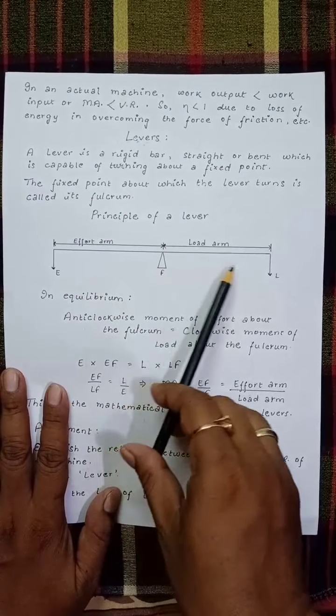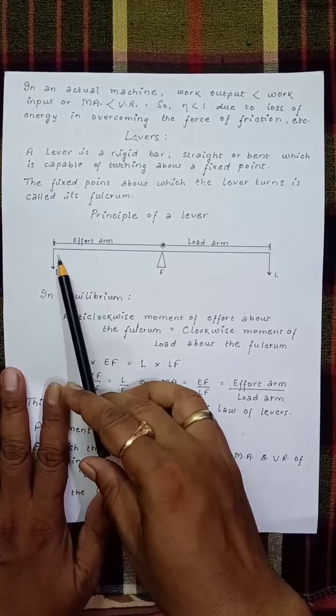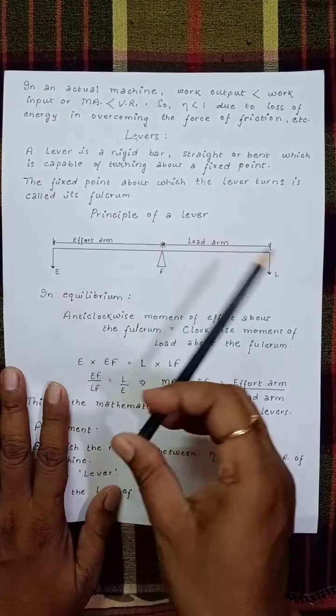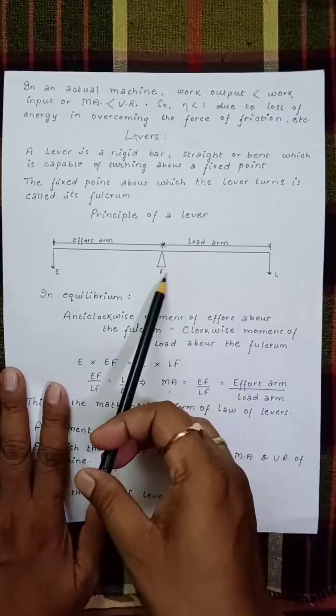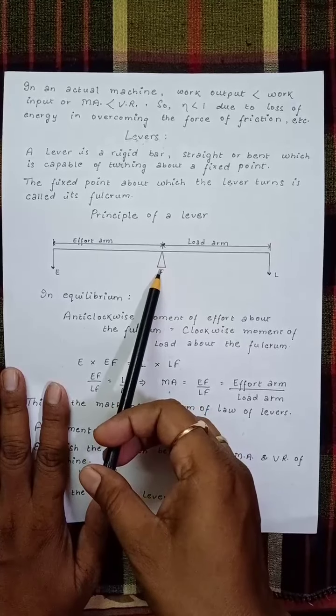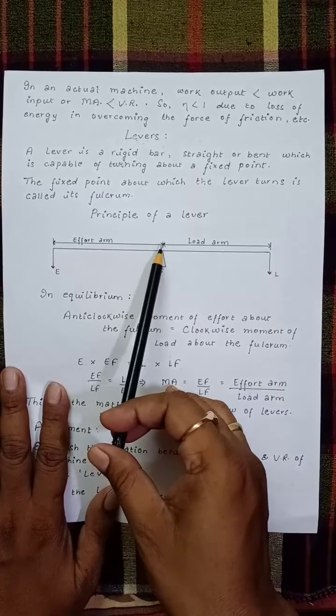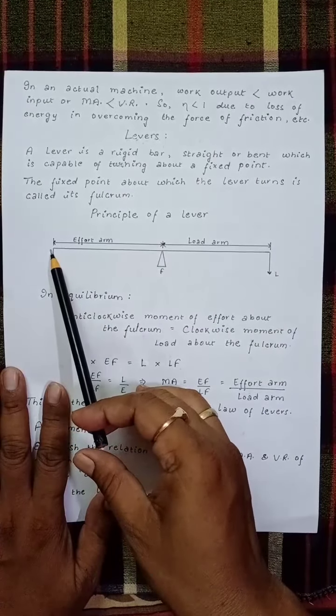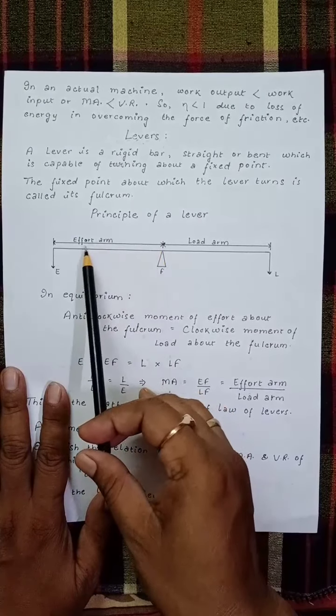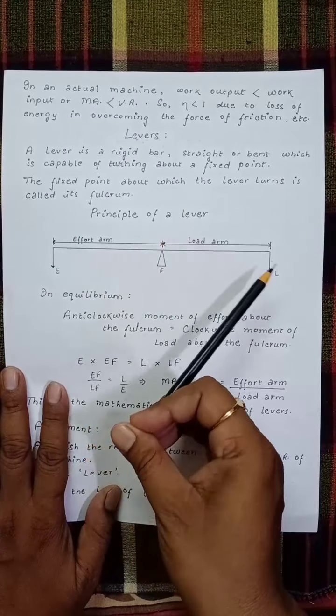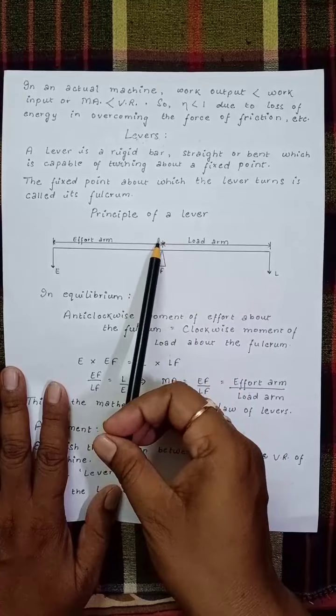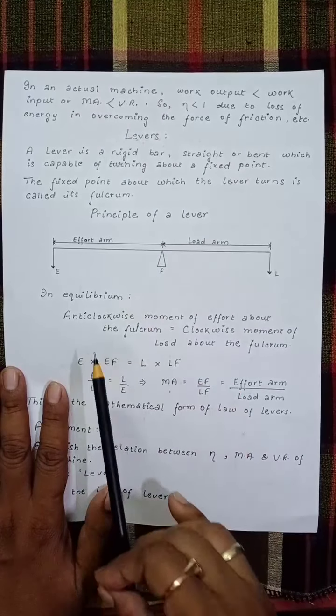Here is a type of lever in which the effort is applied on the left side, the load on the right side, and this is the fulcrum. The distance between the point of effort and the fulcrum is the effort arm. The distance between the load point and the fulcrum is called the load arm.